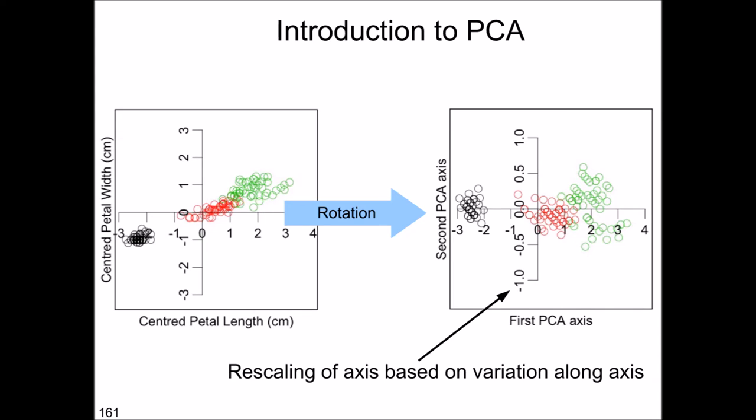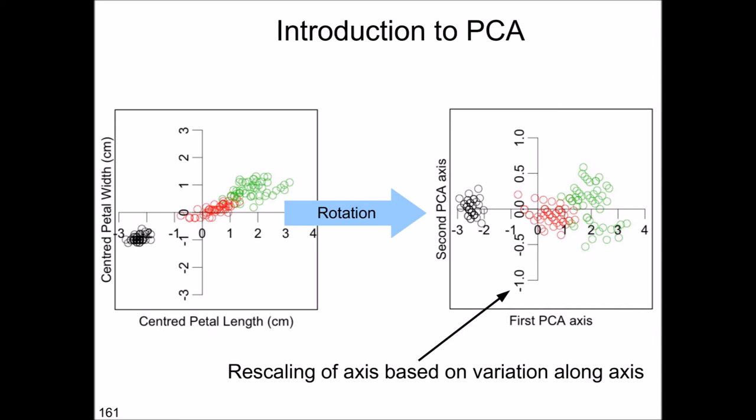And what we do as well is we rescale the axis based on variation along the axis. So we see here that before, the scale of the y-axis was from -3 to 3, so it had the same scaling as the x-axis. So one unit was the same in both dimensions. Here we rescale so that the axis ranges from -1 to 1. And this is done to achieve a clearer separation between the points along the y-axis.